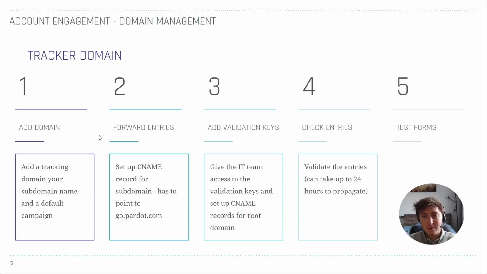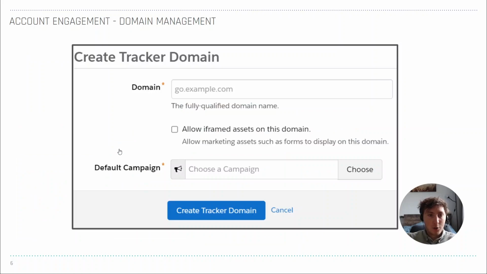After you're done with that, you can use the subdomains on your forms, as I said before, to not have any cryptic go.pardot.com URLs, but your own subdomains or your own domains shown to your end users. To create those, it's a really simple step. You just insert your domain here. If you want to, you can allow iframed assets on this domain and then choose a default campaign.